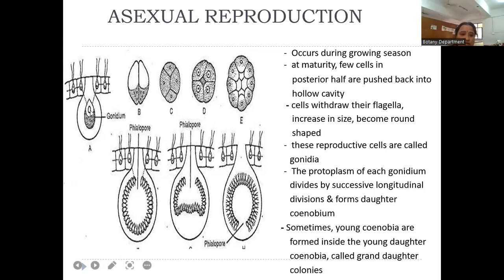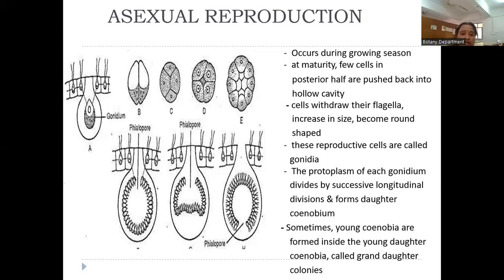Listen carefully here: these gonidia first divide many times. Gonidia divide many times and form daughter colonies or autocolonies. Very, very important, this one also. You can observe that questions are often asked on daughter colonies. In Volvox asexual reproduction, the gonidia divide many times to convert into daughter colonies or autocolonies. Both names are the same. How do they divide? They divide many times to convert into autocolonies.